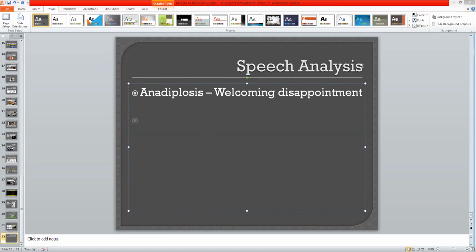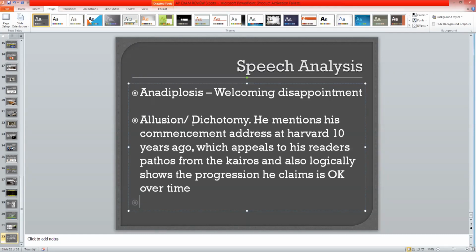All right, going to Batman over here. So, a collusion dichotomy. He mentions his commencement address at Harvard 10 years ago, which appeals to his readers' pathos from the kairos and also logically shows a progression he claims is okay over time. Absolutely. It shows that despite the split between two different times, his message is still pretty consistent, right? Which could even add to his ethos in this case, where, hey, I've been consistent. I haven't changed whatsoever.